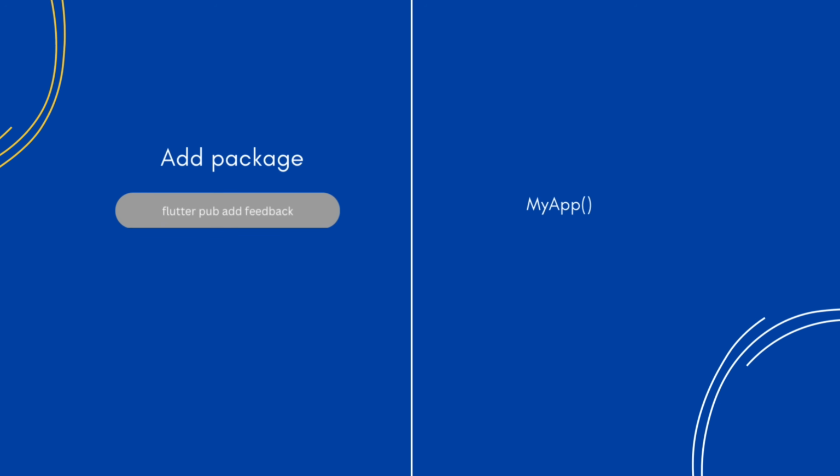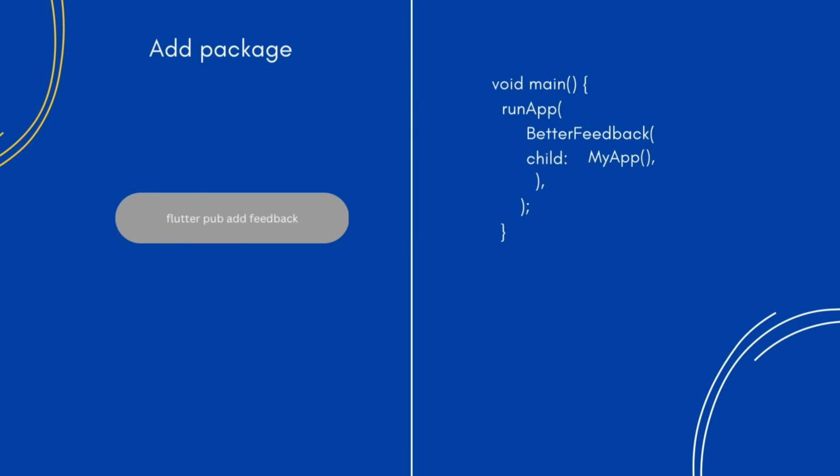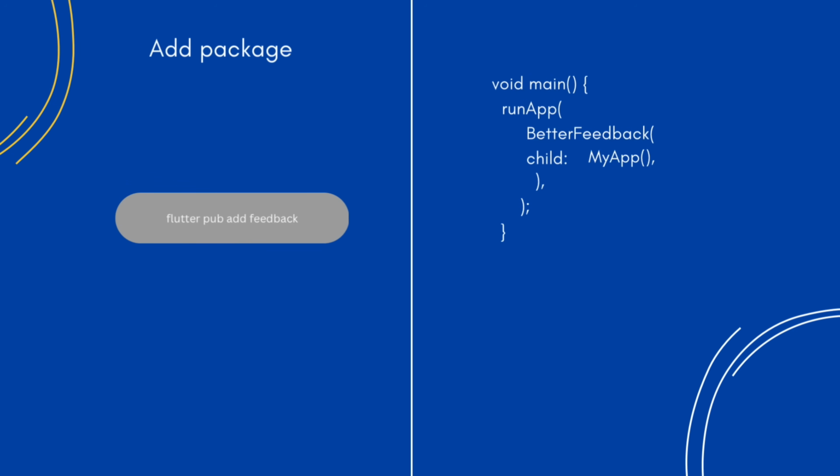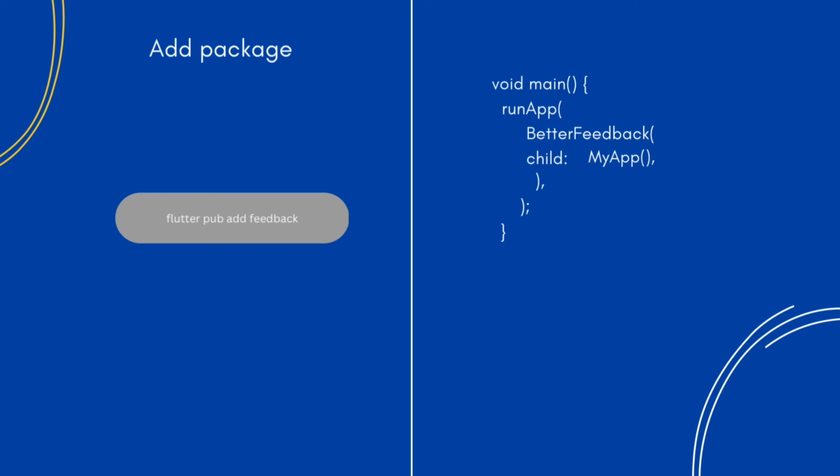First, let's install the package. Open your terminal and run the flutter pub add feedback command. Next, wrap your app inside BetterFeedback. This ensures that the feedback system is active throughout your app.